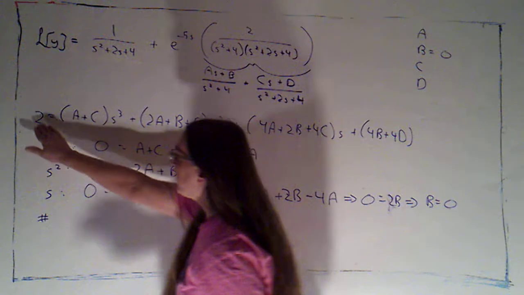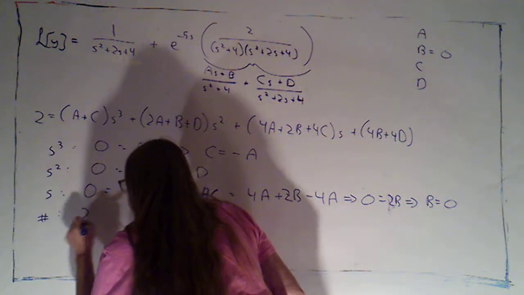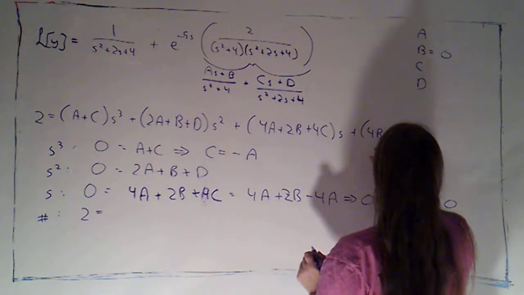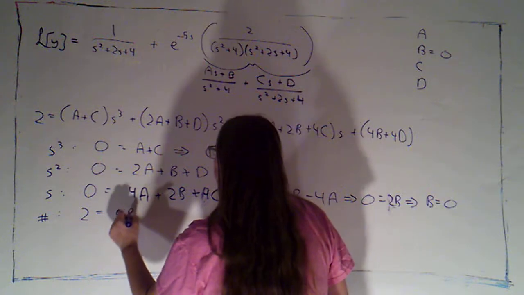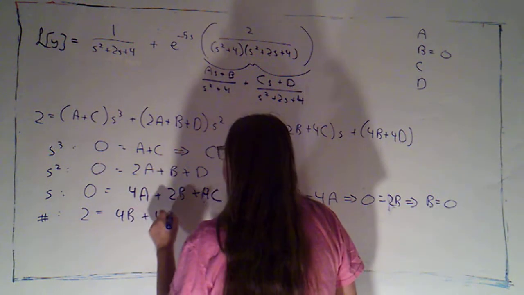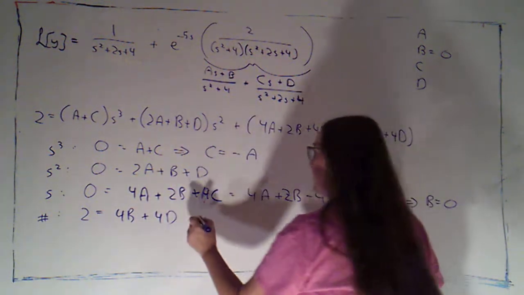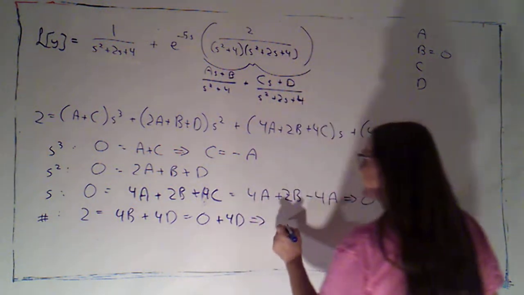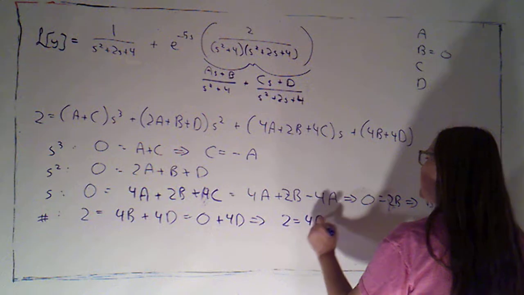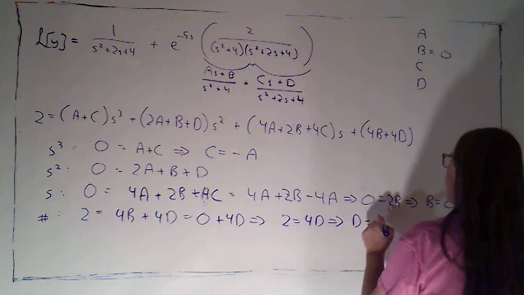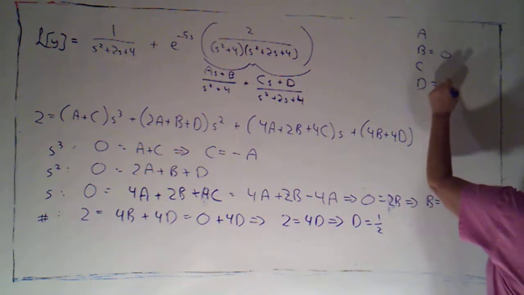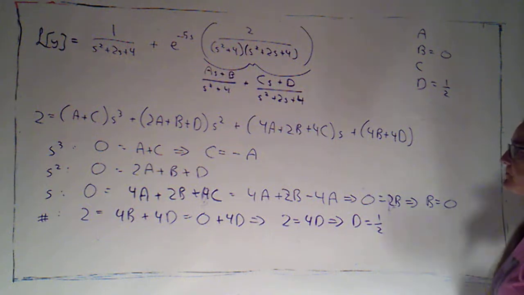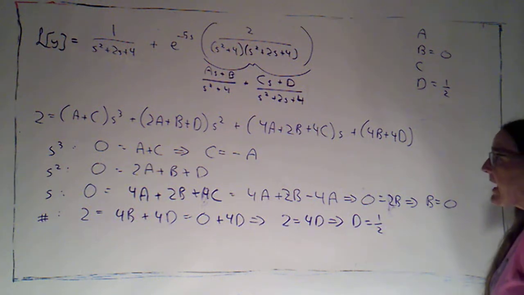Now if I look at the number, on the left-hand side I actually have something. I have a 2, and on the right-hand side I've got 4b plus 4d, but we just figured out that b was 0, so that's 0 plus 4d. So that's telling me that 2 equals 4d. Okay, d is 1/2. We're halfway there.